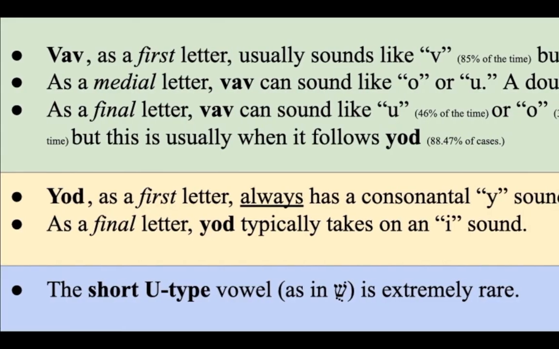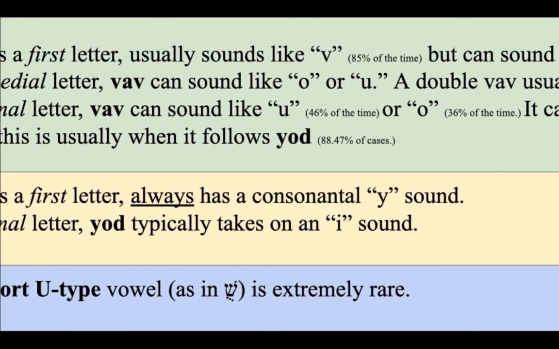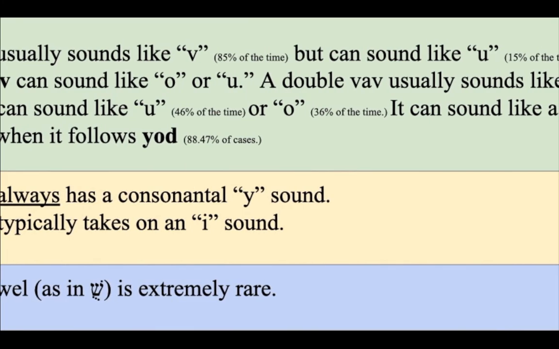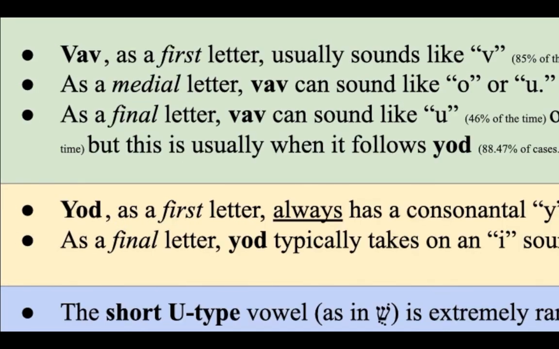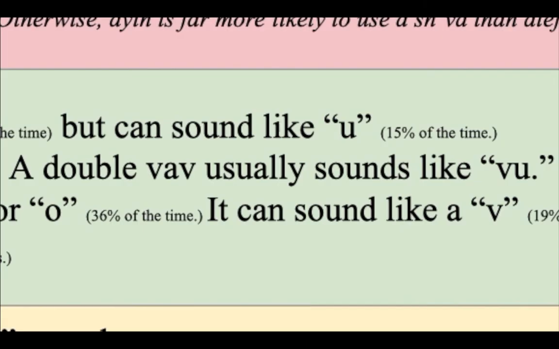We have vav, and as a first letter, it usually sounds like the, but it can sound like oo some of the time. In the middle of a word, it's a bit 50-50. It can sound like o or oo. A double vav usually sounds like vav. So if you see two vavs in a row, it will sound like vav.